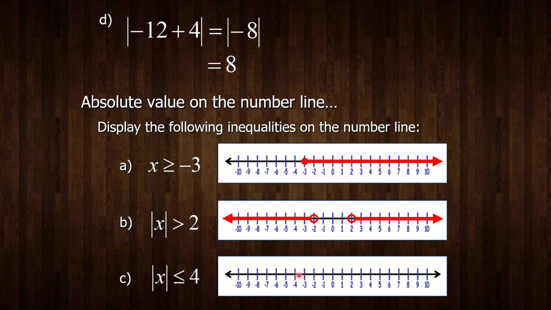As soon as I leave that region there, I'll start getting values whose distance from 0 is bigger than 4. And we do want to include 4 because of the less than or equal to sign here, so make sure we use solid dots.